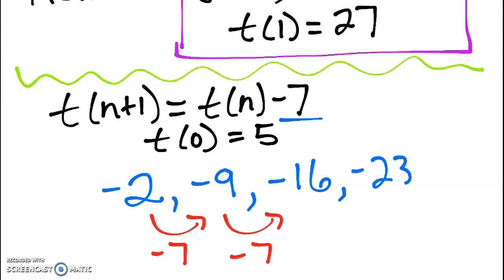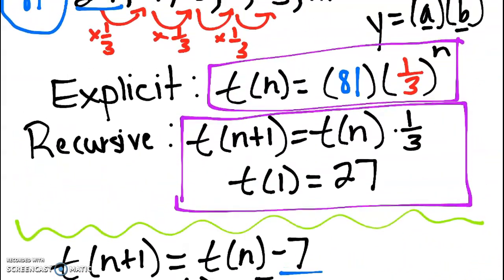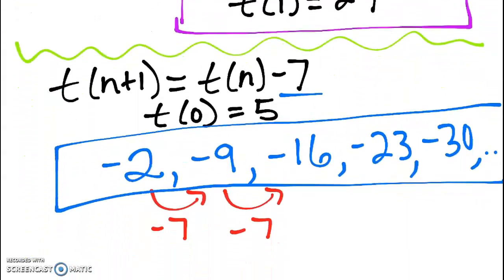And I want to make sure I include at least 5 terms. So I have 5 of them there. Okay, so that is my sequence for the equation I was given. And that's it. If you can do both of those pieces and show all of your thinking, then you'll earn full credit on this performance assessment. Good luck.